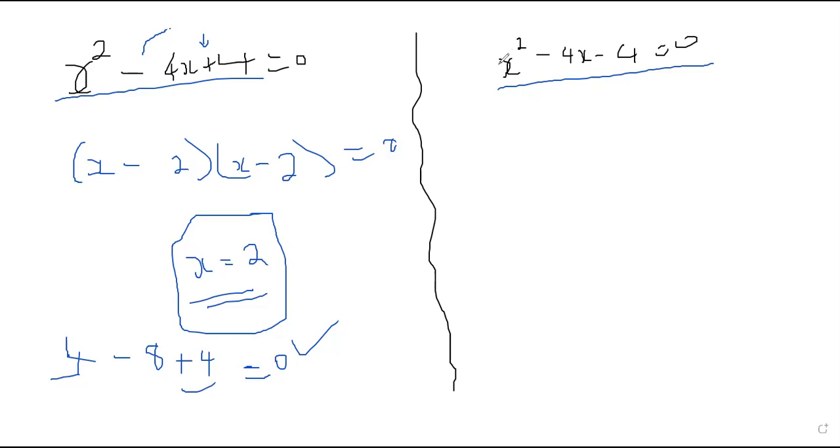Then the third thing to do would be to take half of the coefficient of x and then we square it. And then we add it this side, we subtract it that side. I know it's like I'm talking Greek, let me write it down.